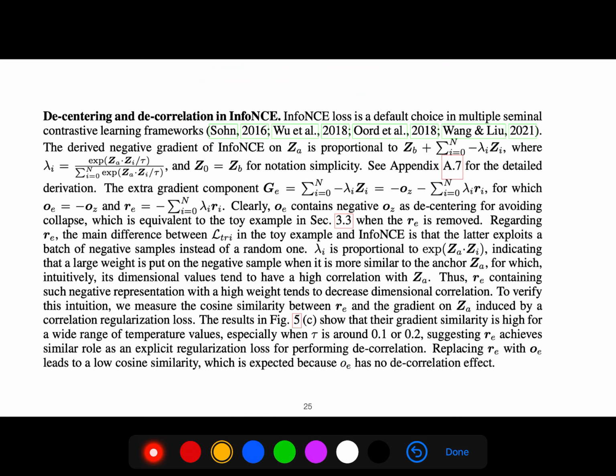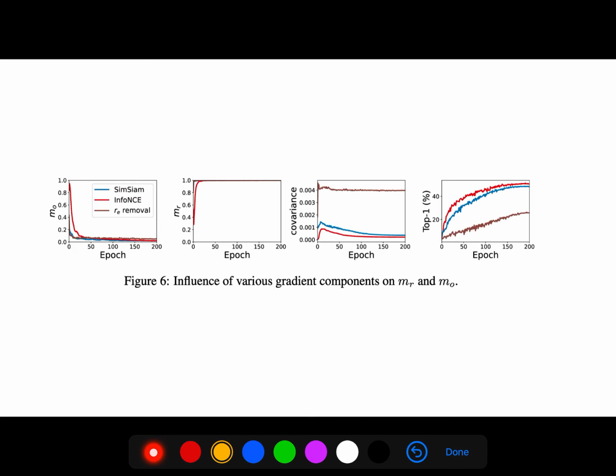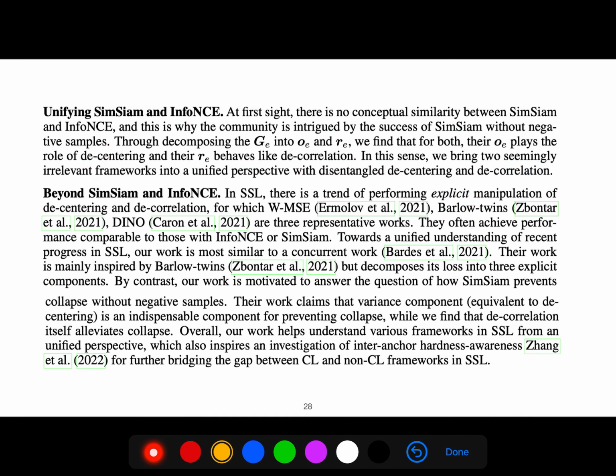And InfoNCE is a default choice in multiple seminal contrastive networks. The derived negative gradient is proportional to this term, and you see how closely InfoNCE is related to these and could be useful for analysis. And you see the influence of various gradient components on M sub R and M sub O.